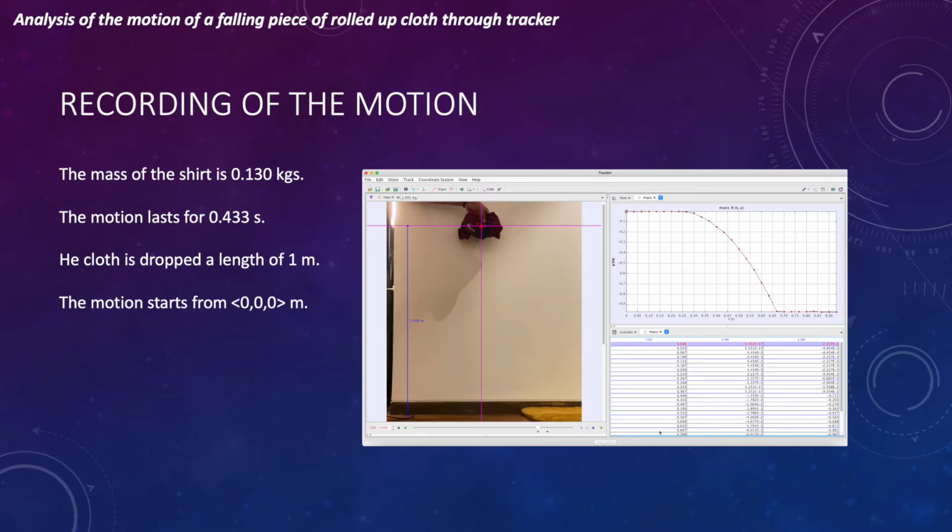The following video is the analysis of the motion of the tied cloth falling downwards in Tracker. The mass of the shirt is 0.130 kg. The motion lasts for 0.433 seconds. The cloth is dropped a length of 1 meter and the motion starts from the vector 0, 0, 0 meters.